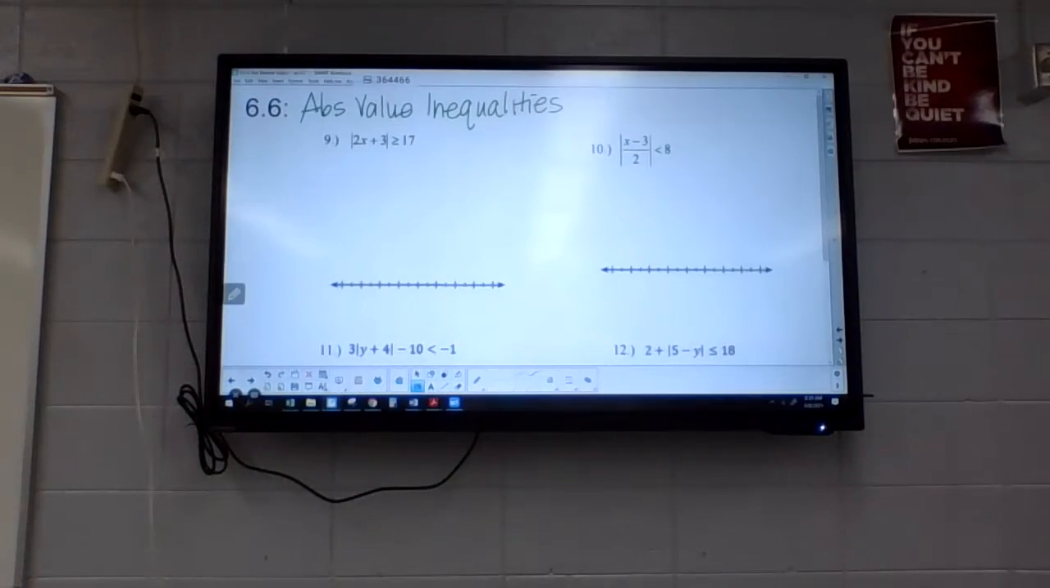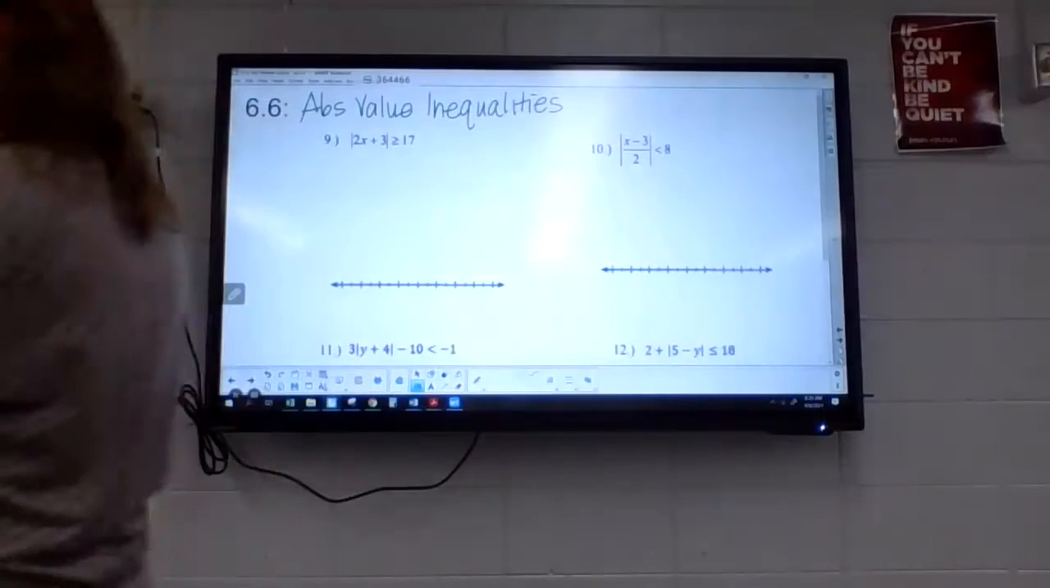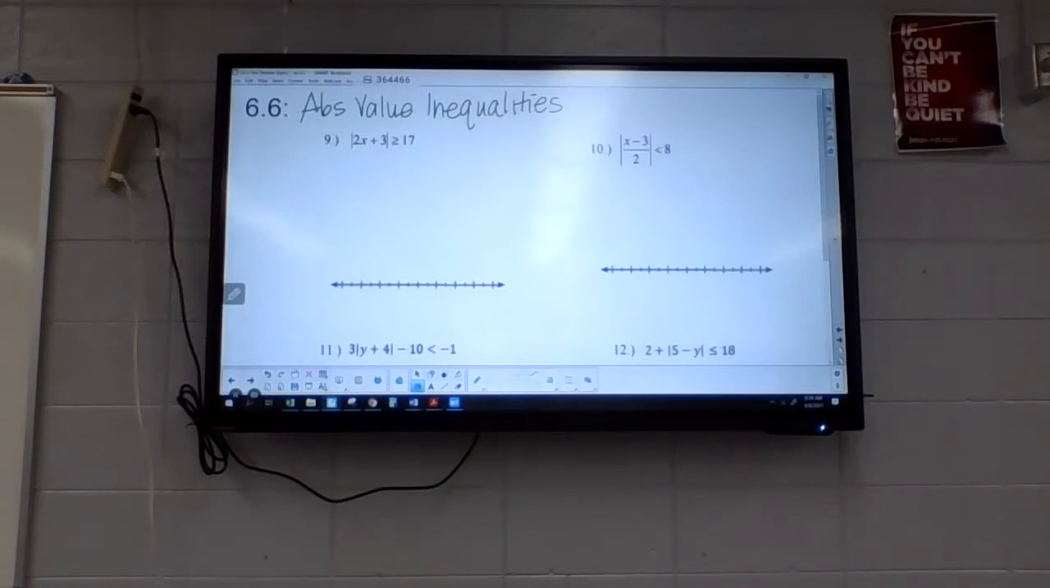Alright guys, so we'll finish up with these last 4 examples, and you guys will have the rest of the time to work on your homework, your review. That way you can make sure you guys are feeling ready for a test tomorrow. I think you guys should be okay. So, solving the absolute value inequalities.